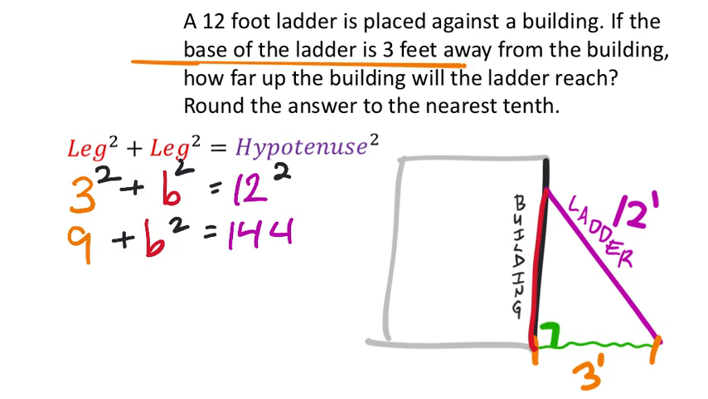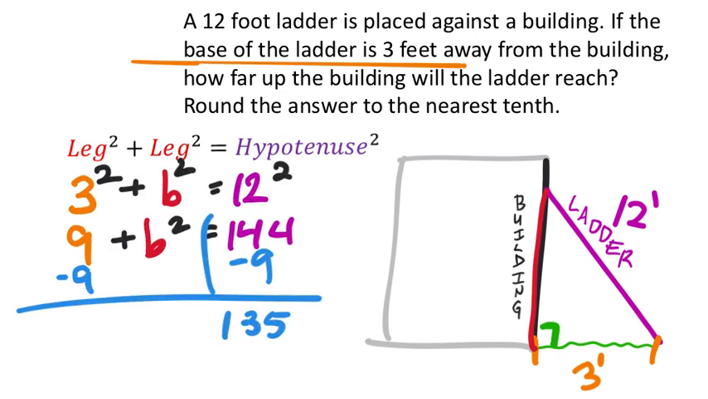I'll subtract 9 on both sides there. And that makes 135. So b squared then equals 135. And then we'll just square root both sides, right? Oh, that's a 135, dang it. Kind of sloppy there, but there's b. Let's see, the square root of 135.